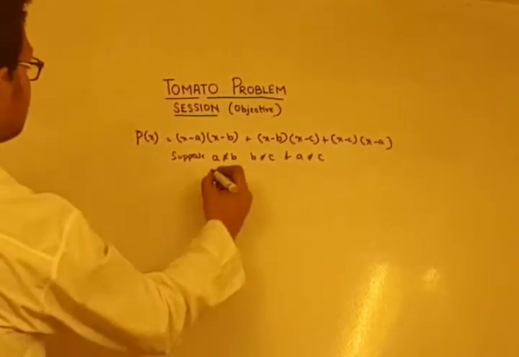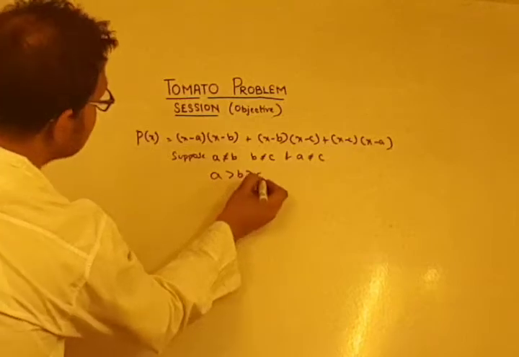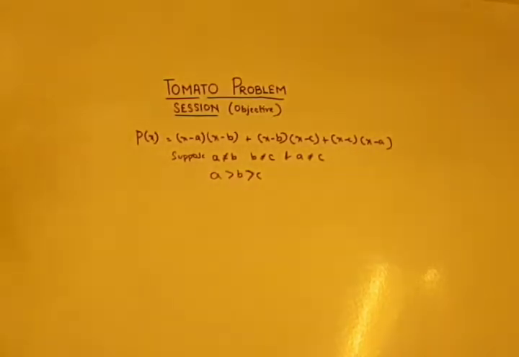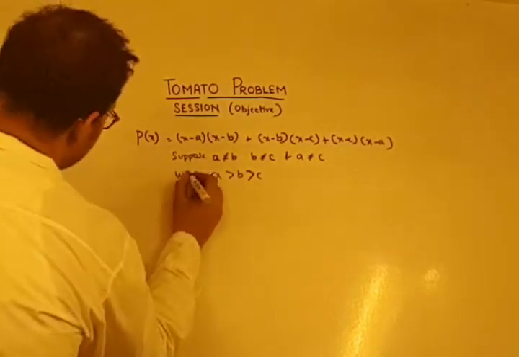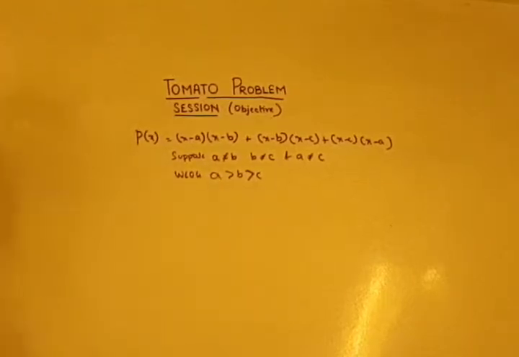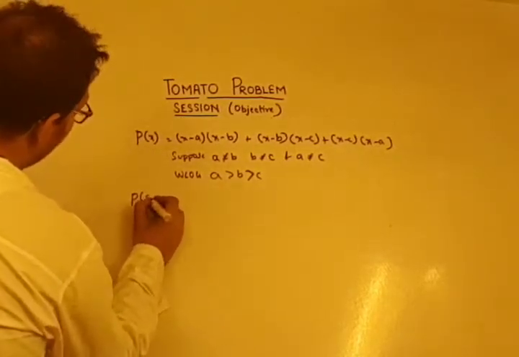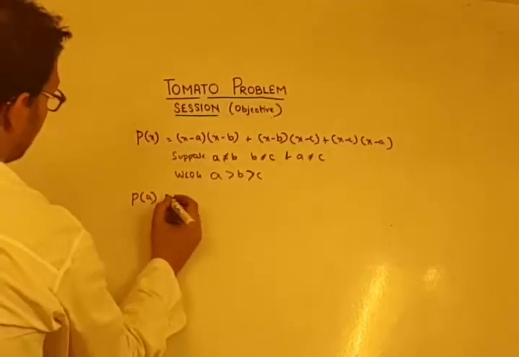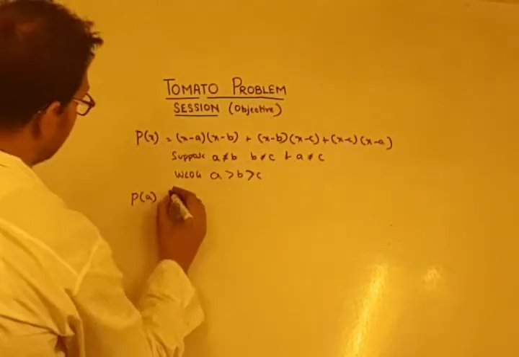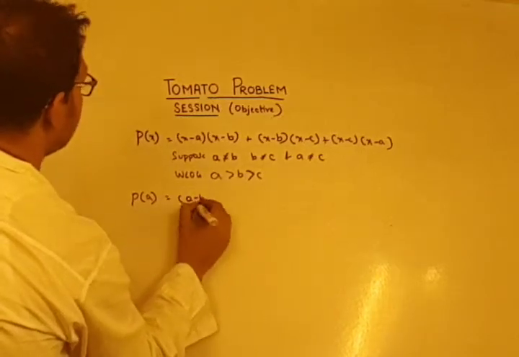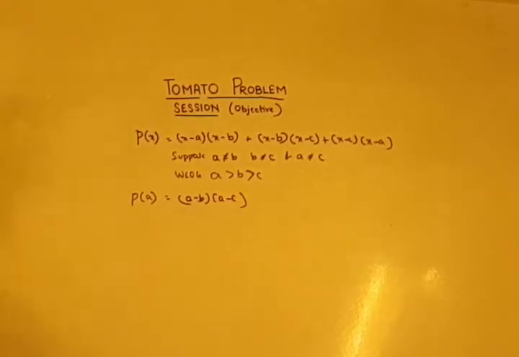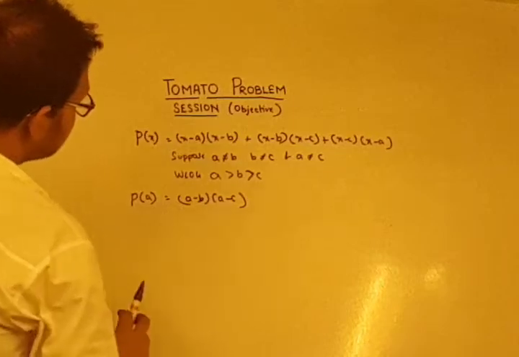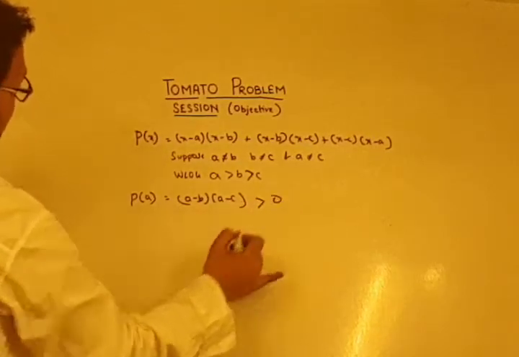Now then a greater than b greater than c, or it might happen that one of them is largest. So without loss of generality I assume that this has happened. Okay, so P of A, what is P of A? It is (A minus B) into (A minus C). So A minus B is positive, A minus C is positive, hence this is positive.